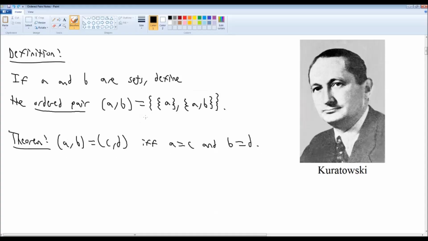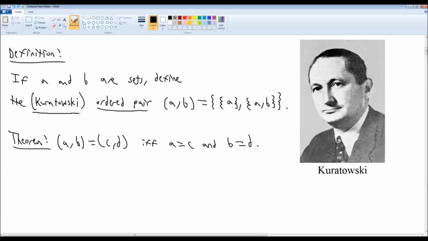Now, it's important to note that different mathematicians, such as Norbert Wiener as well as Hausdorff, gave different definitions of ordered pairs. However, Kuratowski's definition is the most mainstream, and it's the one we'll be using for this course. So let's prove this.